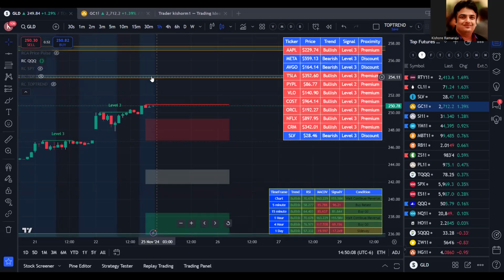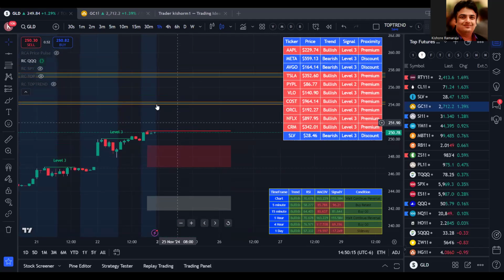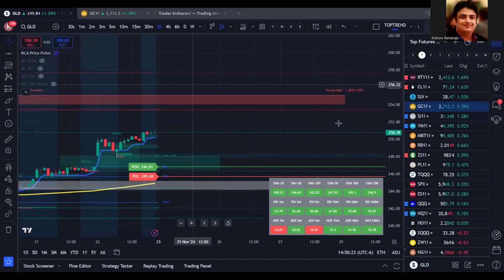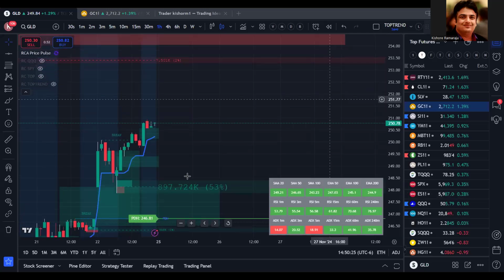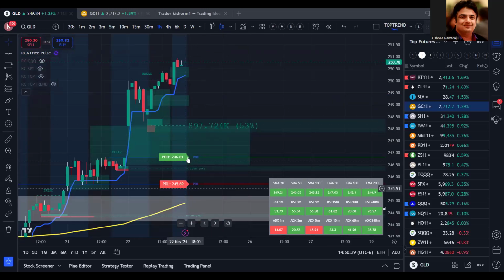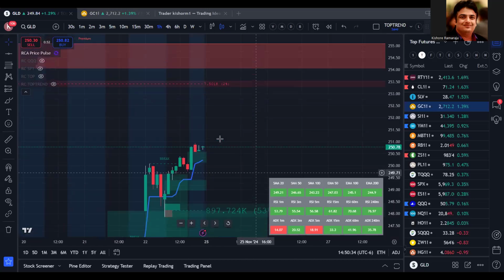But where are your sellers? Right? It doesn't mean that if it touched the top, it will immediately start dropping. Your sellers are somewhere here at 254, at 258. If I hide this and enable the price pulse, you see that still there are a lot of buy orders, 897,000 buy orders. This is the midpoint, and gold can go all the way to $253.